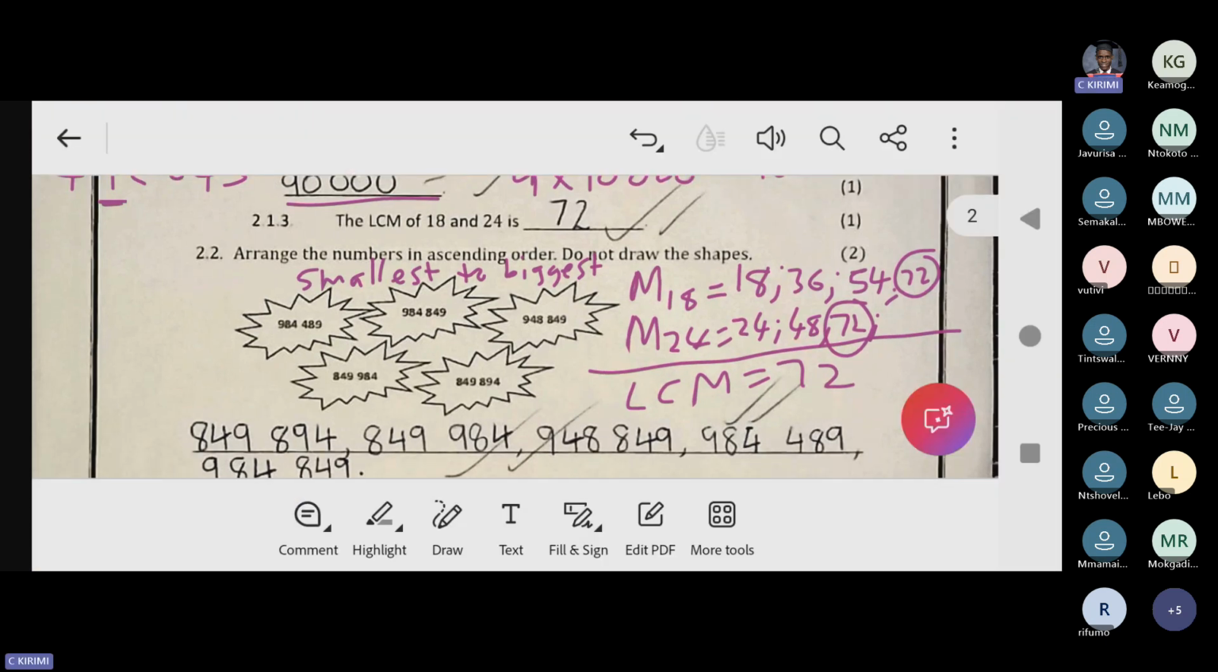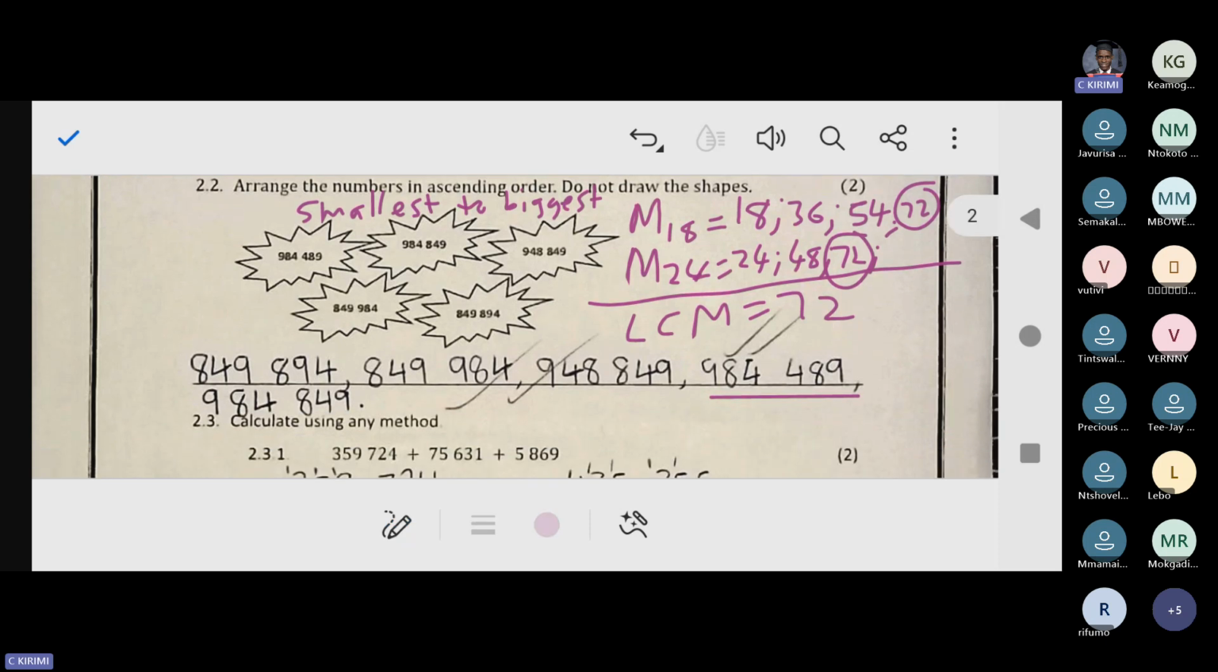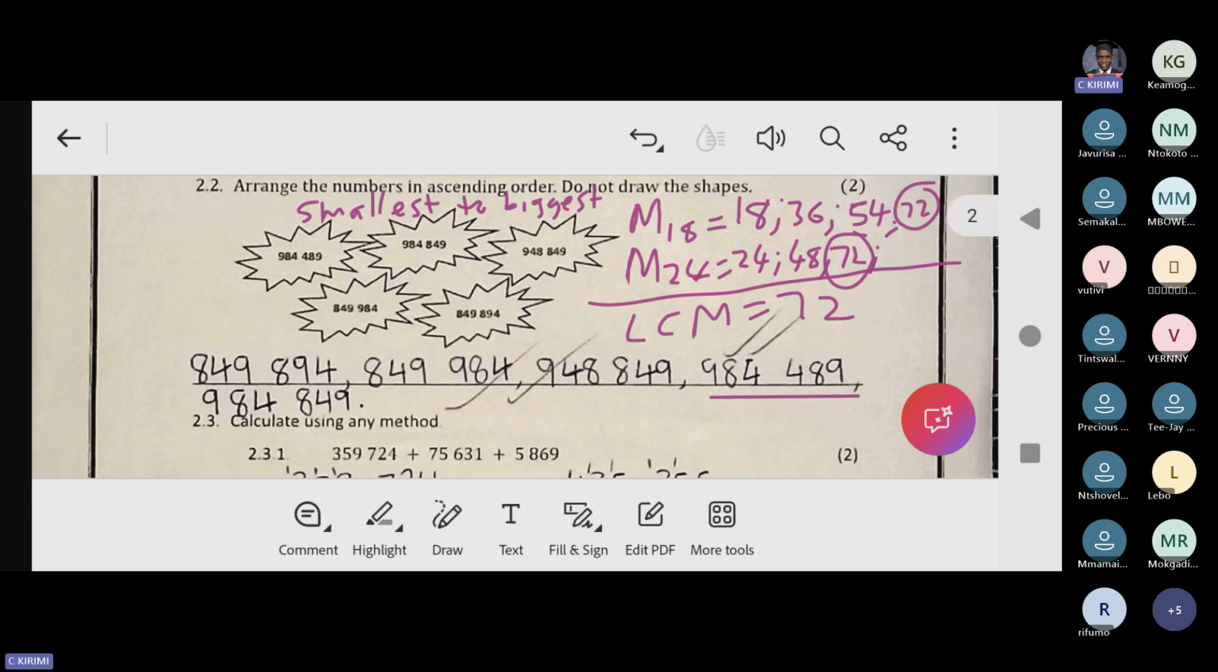So when you say in ascending order, the smallest to biggest. So 849,894, 849,900, which means the numbers are increasing now. 948,849, 984,489. Then lastly, 984,849. So that is the correct ascending order. Smallest to biggest.